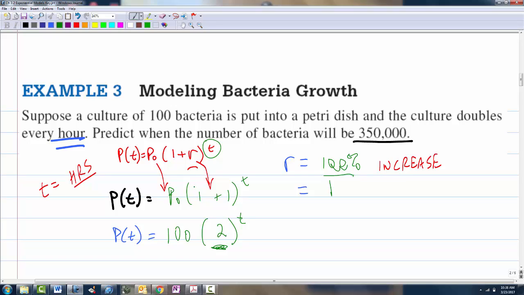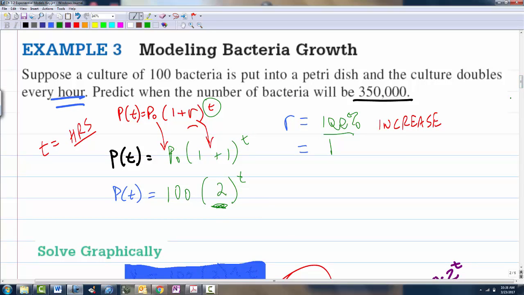Okay, but now look at what it says. Predict when the number of bacteria will be 350,000. Where does 350,000 go so I can solve for this? This is based off of your 58A and B question, P of t. Now I will say this: the glory and power of logarithms would be able to solve this a lot faster than the graphing calculator, but we don't know those enough yet. We will do that when we get to logarithms. I could come back to this question, do it with logarithms, and it would be 10 times faster than doing it with the graphing calculator.